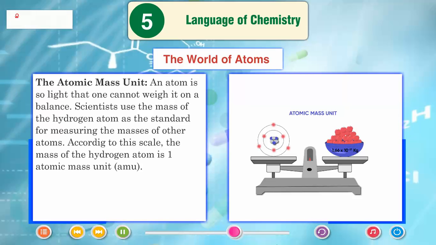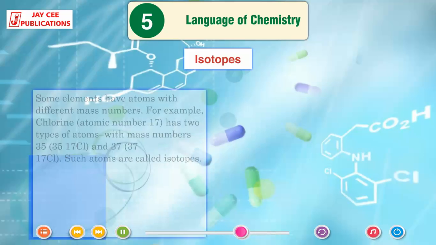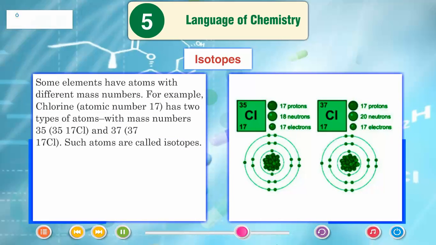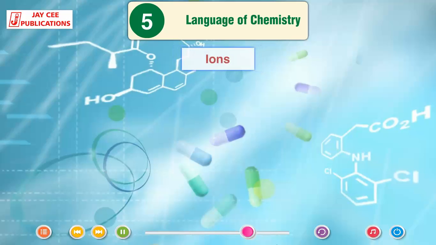The atomic mass unit. An atom is so light that one cannot weigh it on a balance. Scientists use the mass of the hydrogen atom as the standard for measuring the masses of other atoms. According to this scale, the mass of the hydrogen atom is 1 atomic mass unit, AMU. Isotopes. Some elements have atoms with different mass numbers. For example, chlorine, atomic number 17, has two types of atoms with mass numbers 35, 35/17 Cl, and 37, 37/17 Cl. Such atoms are called isotopes.